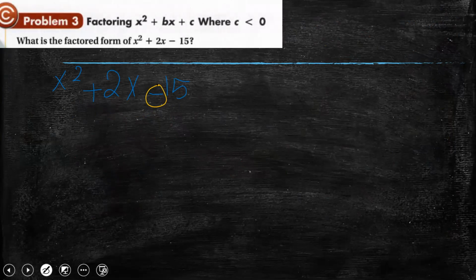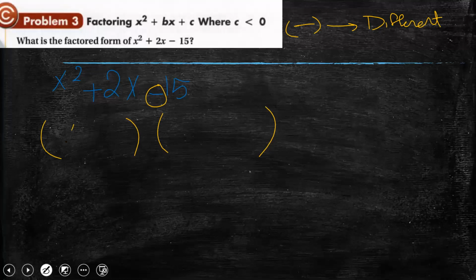C was negative. So I told you that if it is negative, I'm talking about different signs in the bracket. Here we have x, one x here and one x here. One is positive and one is negative. This is now the first step. The sign of C is negative, so they are different.